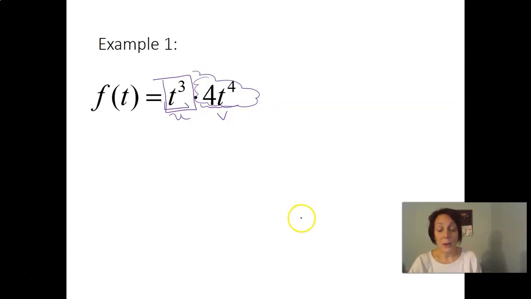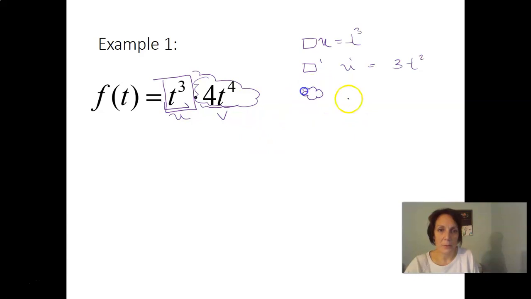Okay. Now, what you might want to do, especially in the beginning when you're learning this, is go off to the side and write down what your four parts are, and then all you have to do is come back and put it together. So for example, my u, or my rectangle, whatever you want to call it, is t to the third. Therefore, my rectangle prime, or my u prime, is 3t squared. Same thing for my cloud. My cloud is 4t to the fourth, and so my cloud prime, or my d cloud, is 16t to the third.